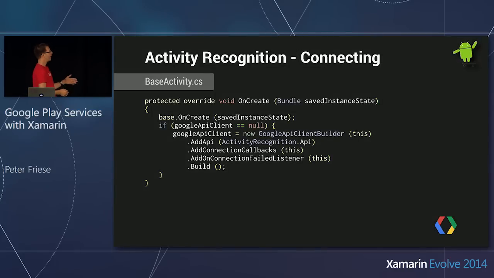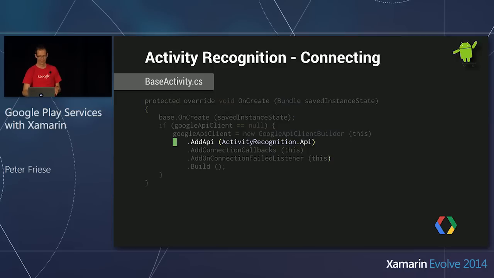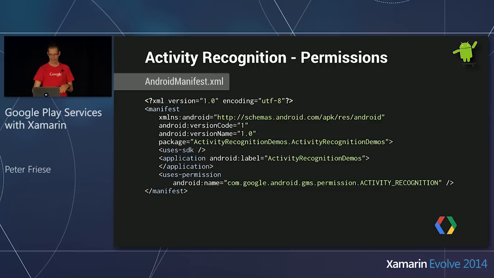So how do we use this API? So we've got the activity recognition API. And you probably recognize this pattern by now. You configure your GoogleApiClient, add the activity recognition API, and add a callback. Then you need to adjust the permissions. So you need to ask for a permission to use activity recognition in your manifest file down here.